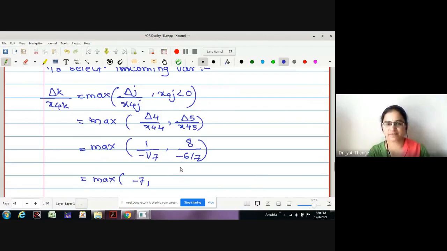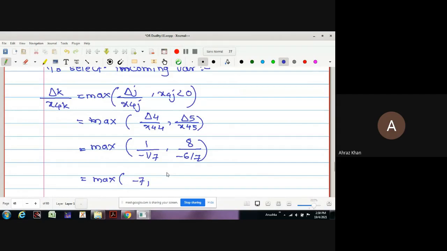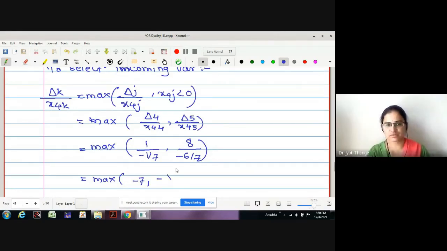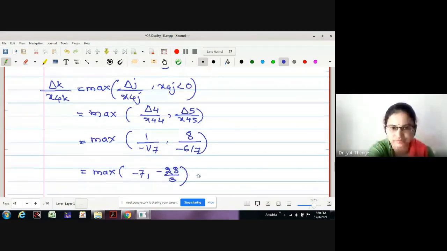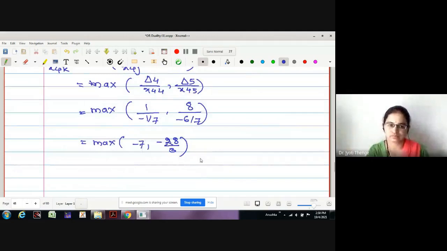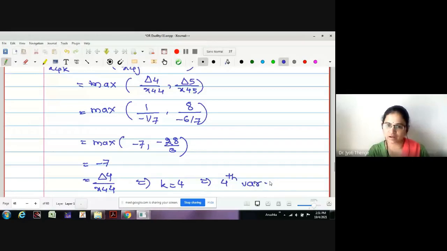56 by 6 something, na? Minus 28 upon 3. Yeah, it's minus 28. What is the maximum? Minus 7, which corresponds to delta 4 upon x4. What is the value of k? 4, that is the fourth variable. What is the fourth variable? x4, na? x4 will enter the basis.